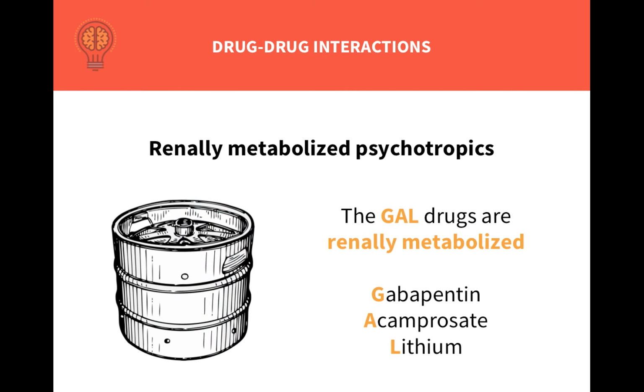To wrap up, we're going to go over a few last high-yield tips to help you tie psychotropic drug-drug interactions together. First, as mentioned earlier, nearly all the interactions we have discussed so far have to do with enzyme systems in the liver. This is because virtually all the medications used in psychiatry are hepatically metabolized. The only real exceptions to this are gabapentin, acamprosate, and lithium, all of which are renally metabolized. You can remember this by thinking that the kidneys filter GAL drugs just like they do a gallon of water.